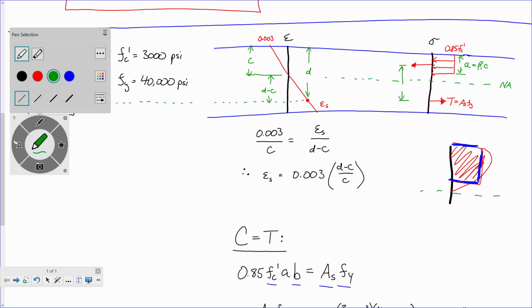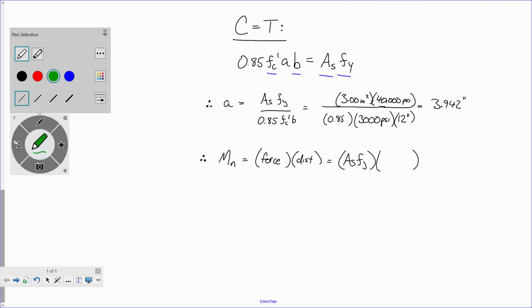So let me erase that so I've got enough room to write. D minus 1/2 A. There you go. Because from the force all the way to the top is D. The stress block is depth A, so half that down, there's your stress block. So the distance is D minus A over 2.